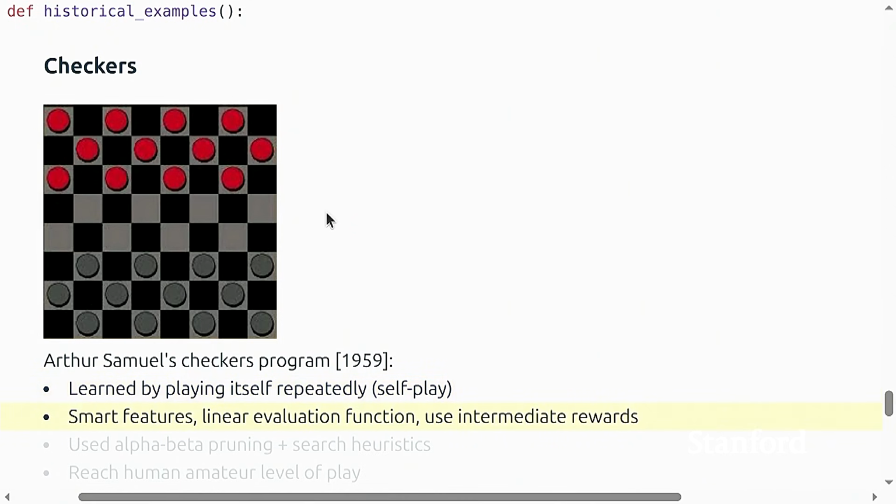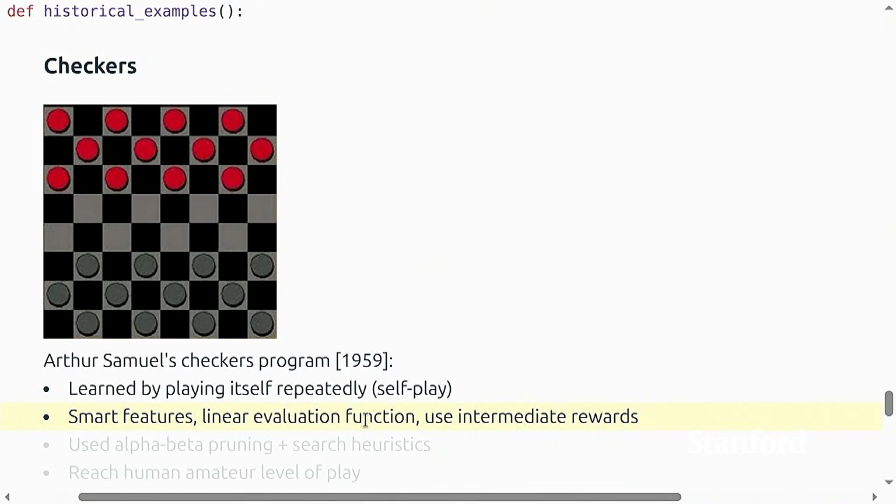At that time, compute was limited, so you couldn't really do that much deep learning. So you had to invest time in getting features. I gave you a very simple set of features for backgammon, but you can define much more complicated features. They used a linear evaluation function, a linear value function, and also defined some intermediate rewards.